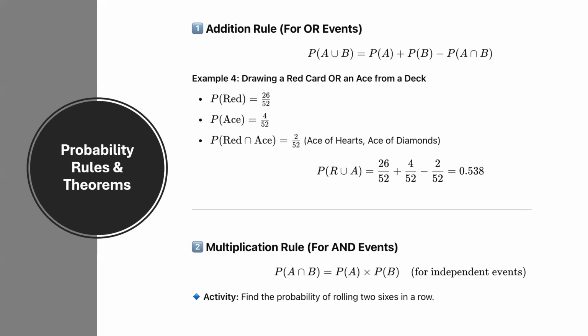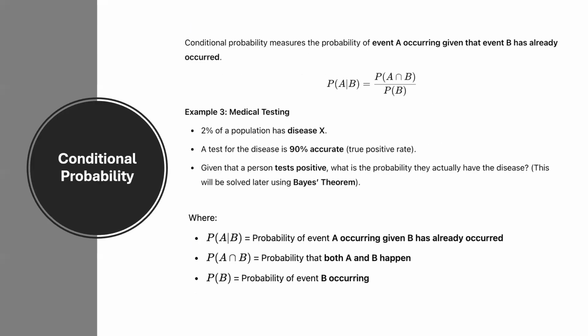Multiplication rule for independent events. It's an AND event, P(A and B), right? It is nothing but P(A) times P(B), but it's for independent events only. But for conditional probability, when the two events are dependent, we will discuss it in the next class.